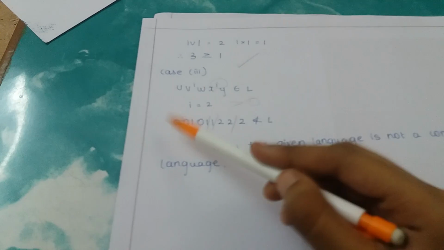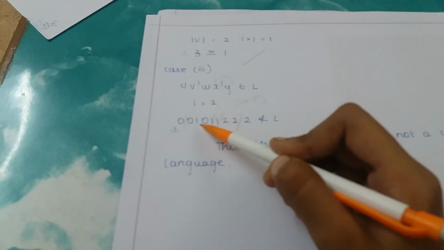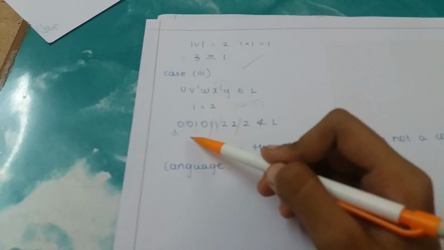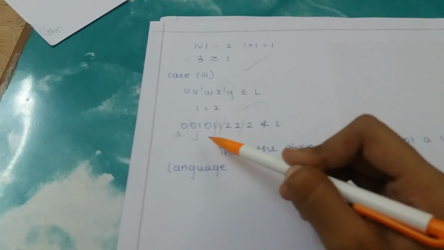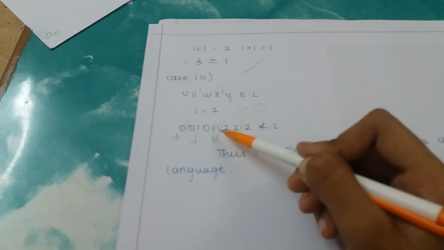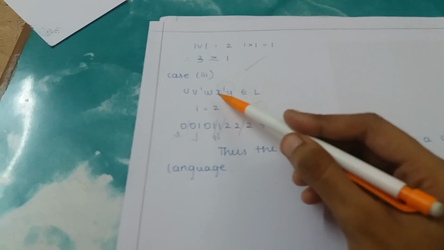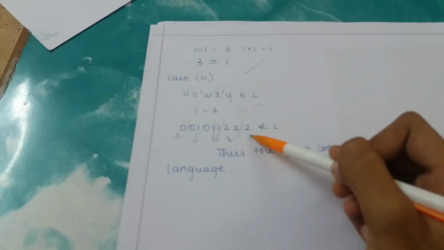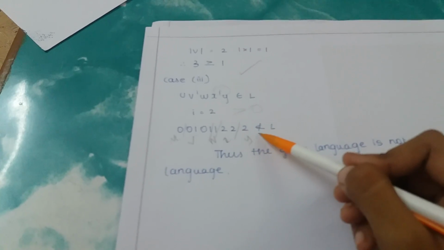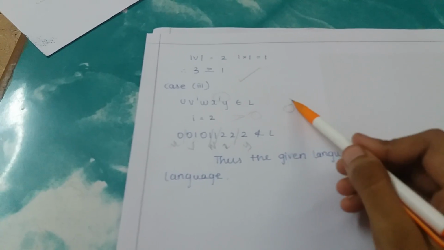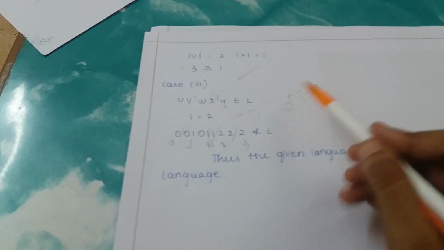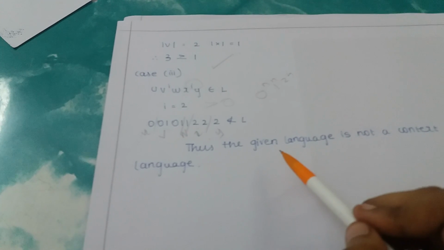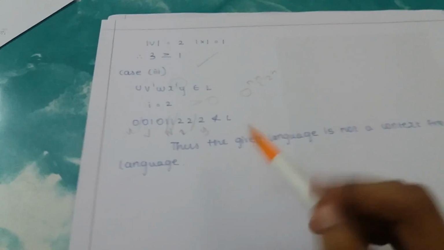So 0 is my u value and then v^i. I am going to repeat the string 2 times since the i value is 2. So this is v, and this becomes w's value, and then x^i. The x value is 2, since it is x^i, I am going to write that 2 for 2 times, and this value is y. So this string does not belong to our language 0^n 1^n 2^n, since 0 is not followed by 1 and then 2. So by the pumping lemma we have proved that the language is not a context-free language.